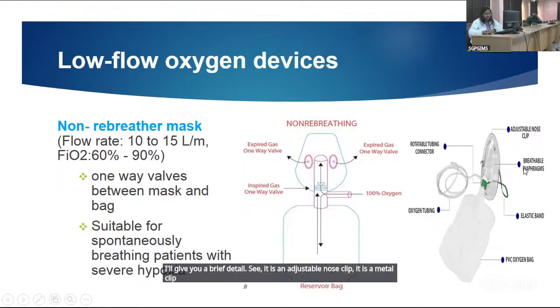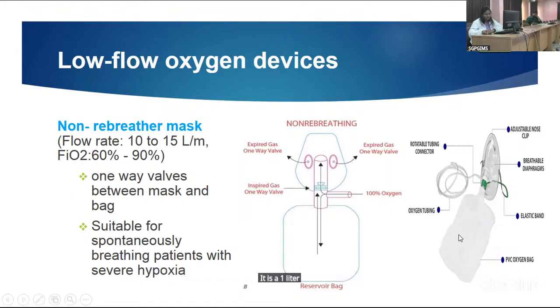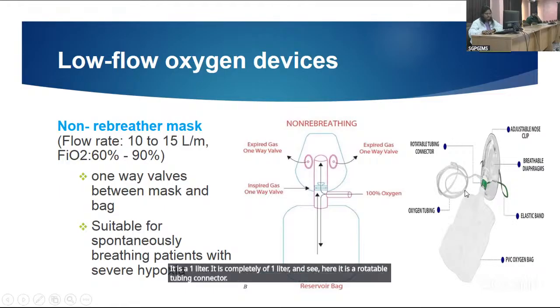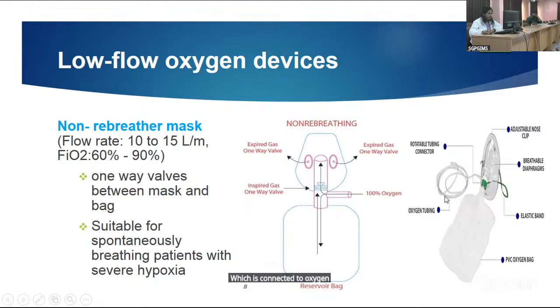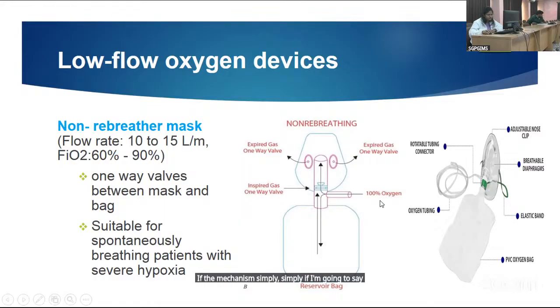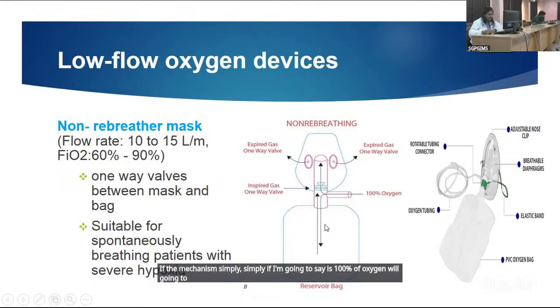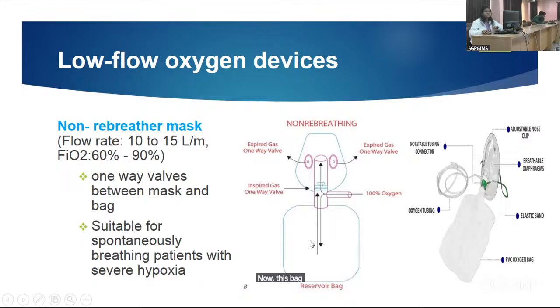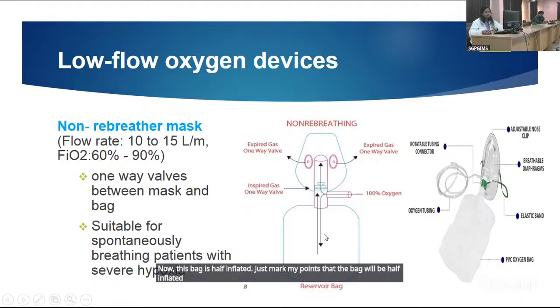It has breathable diaphragms, two of them. It has an elastic band, and this is a PVC oxygen bag of 1 liter. Here is a rotatable tubing connector, which is connected to the oxygen tubing. Now, what is the mechanism of this non-rebreathing mask? Simply, 100% oxygen will come inside the bag. Now, this bag is half inflated. Just mark my point that the bag will be half inflated, not completely inflated. Why?